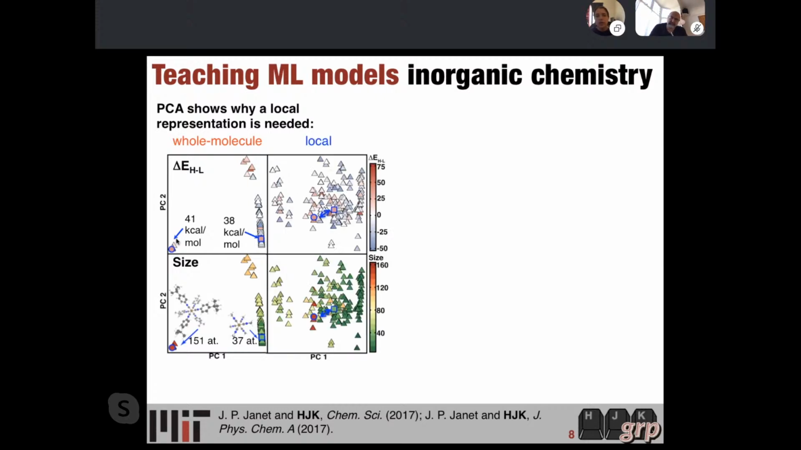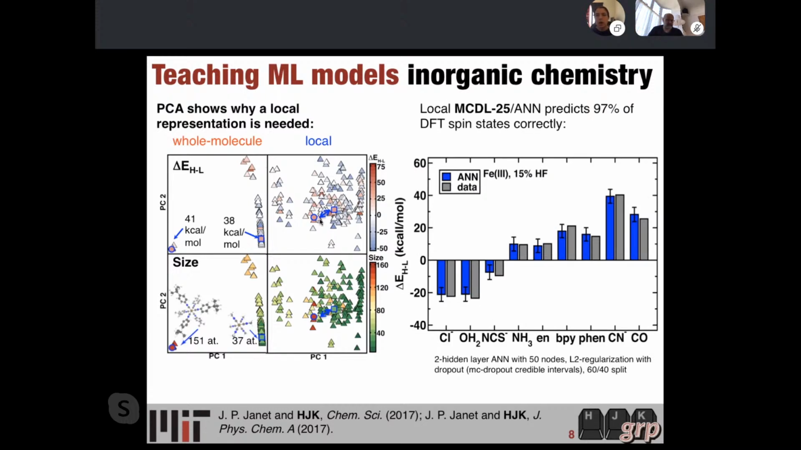Instead, if you take a look at what our local representation does, it puts these 2 points much closer together in chemical space. And as a result, a machine learning model has a lot less work to do. And so as a result, even the MCDL25 ad hoc representation with a neural net predicted DFT spin states correctly.